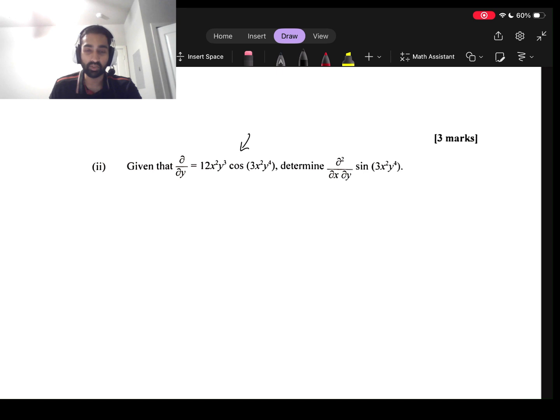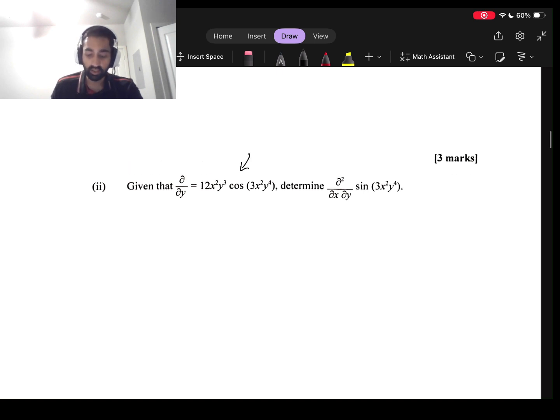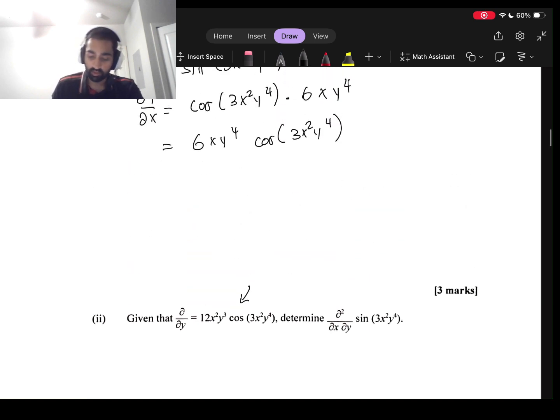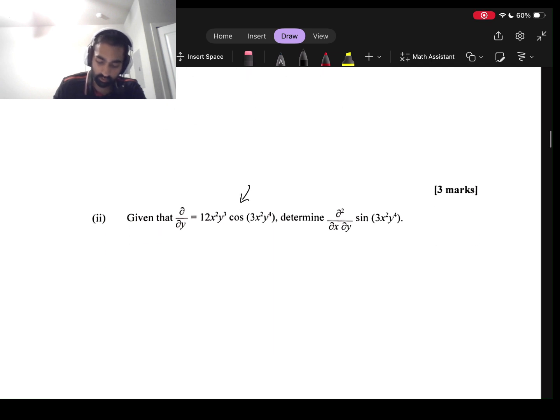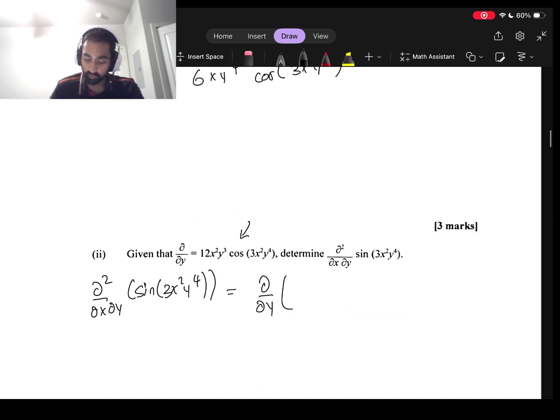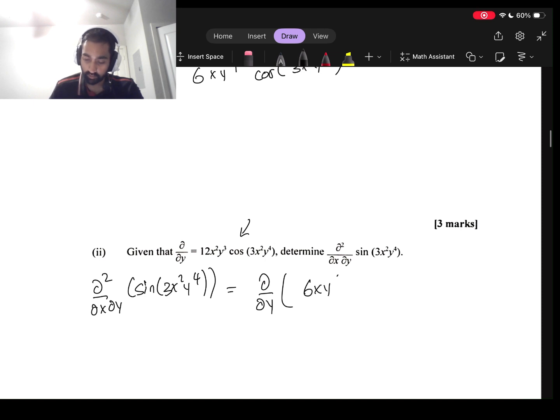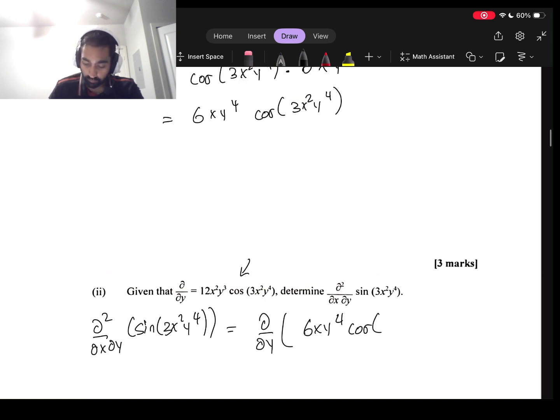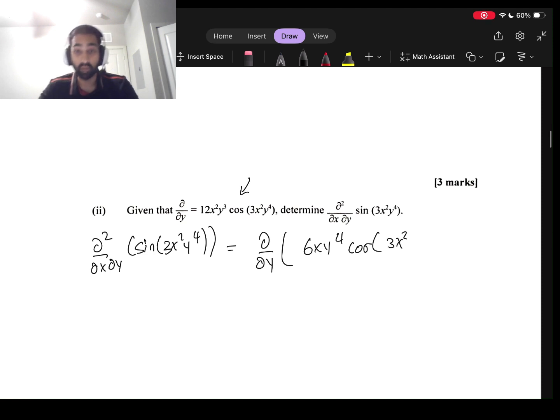But what I'm going to do is just use the form that we found, and differentiate with respect to y. So d2/dx dy of sine 3x squared y to the 4. What I'm going to say is it's equal to the derivative with respect to y of 6x y to the 4 cosine of 3x squared y to the 4. Now, when I'm differentiating with respect to y, x is the constant, and you see that there are two terms with y, so you have to use the product rule.